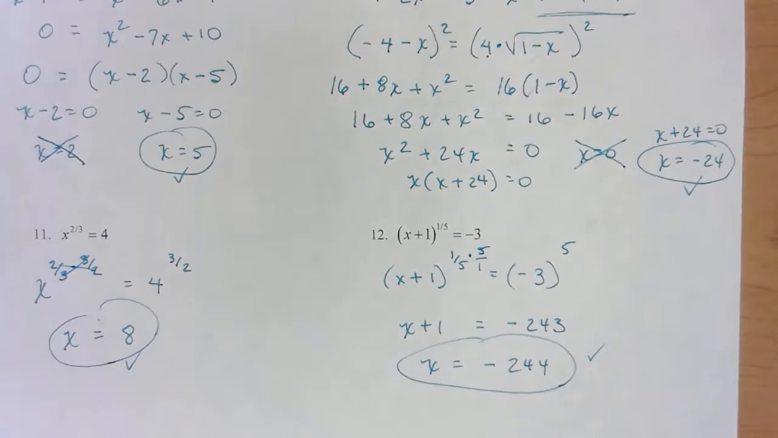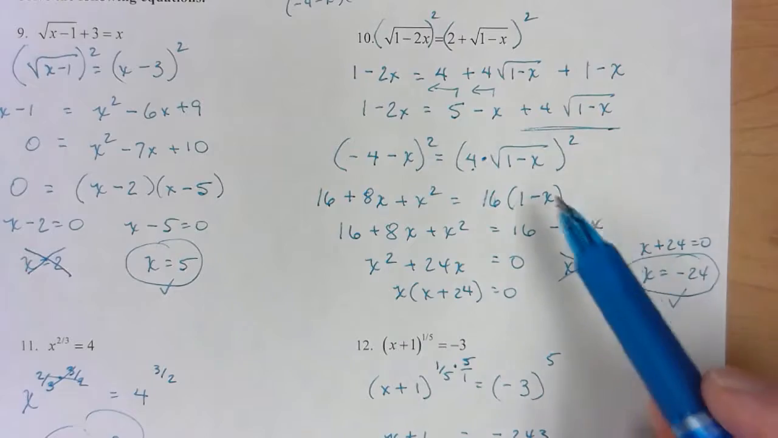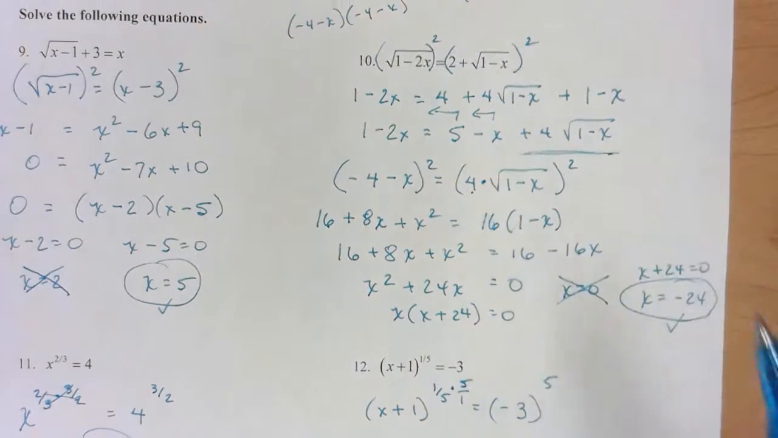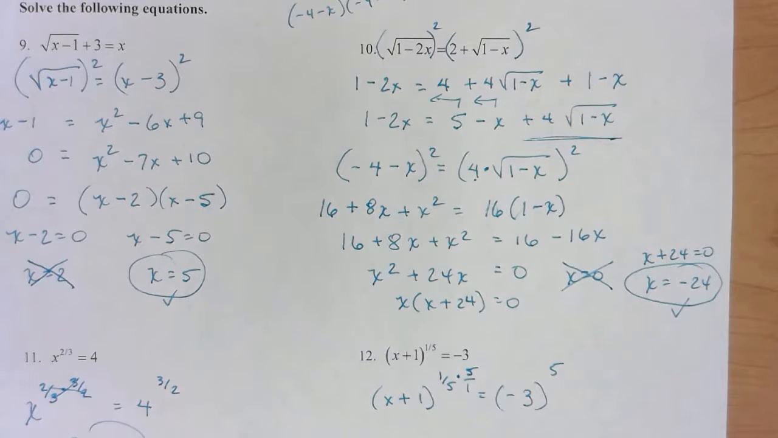So 9, 11, and 12 were fairly fast. 10 is a little bit longer because, like I said, we had to do the squaring both sides in order to finally get rid of that radical. So practice these.